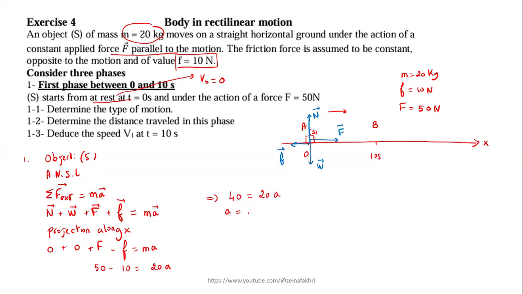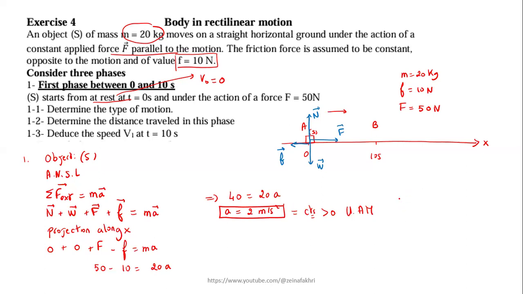This means that a is equal to 2 meters per second squared. Now, once we found the acceleration, and we notice it's constant, does not depend on the time, and positive, we can know that the motion is uniformly accelerated motion. Now what do we do here? We put the time equations of motion before we continue the questions.